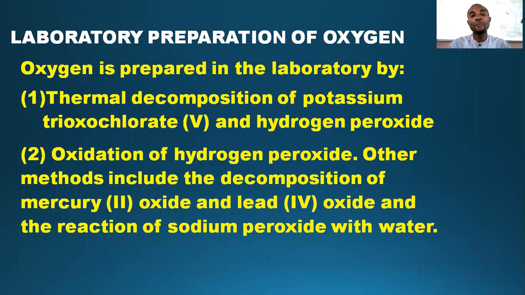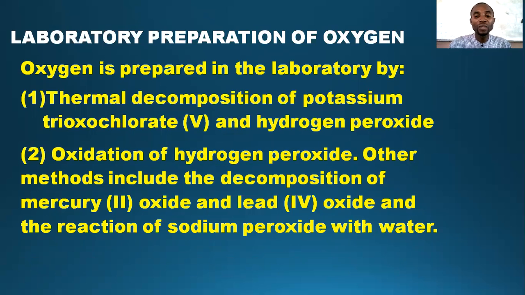All right, how can we prepare it in the lab? Laboratory preparation of oxygen. One of the ways is that oxygen can be prepared in the lab by thermal decomposition of potassium trioxochlorate(V) and hydrogen peroxide. Thermal has to do with heat. When potassium trioxochlorate(V) is being heated, it will decompose and oxygen will be released.